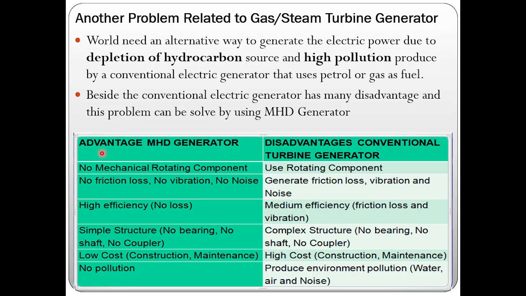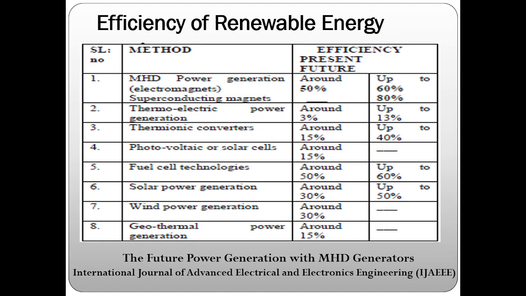The problems mentioned with the conventional turbine generator can be solved by using the MHD generator. In the MHD, there is no rotating component, so no friction, vibration, and noise are produced, which increases the efficiency. The structure is simple, so the construction and maintenance costs will be low. The MHD generator can be installed on the existing gas steam turbine generator, called an integrated generator, which increases the efficiency. Then we reduce the use of petroleum, leading to a reduction in pollution.